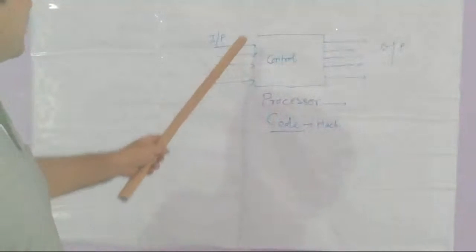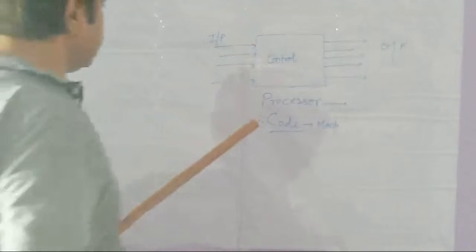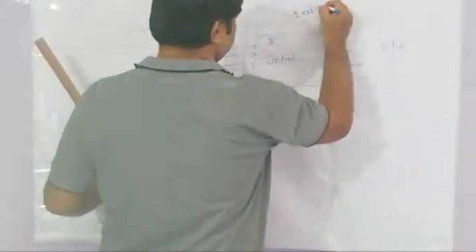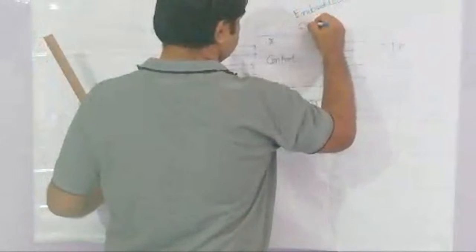So the relation between the input and the output is basically controlled by the system. That's why it is called an embedded controller.